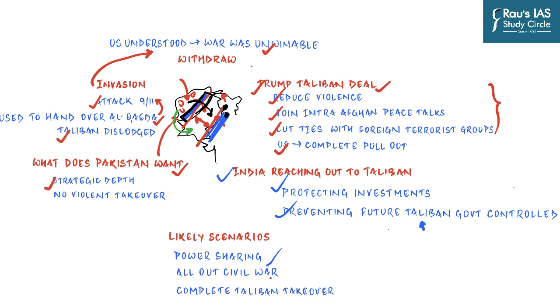The second is an all-out civil war in which the current government, which is economically and militarily trained by the West, holds on to its positions in key cities and the Taliban expand their reach in the countryside. Whereas the third scenario would be a complete Taliban takeover in some months, which is the most likely scenario given the developments in the past one month.